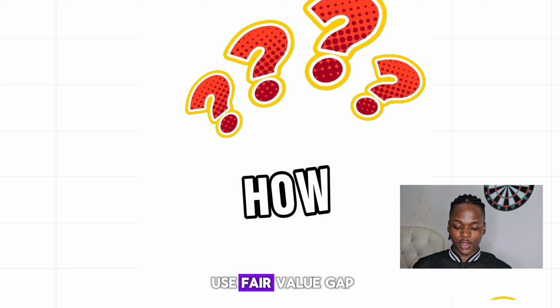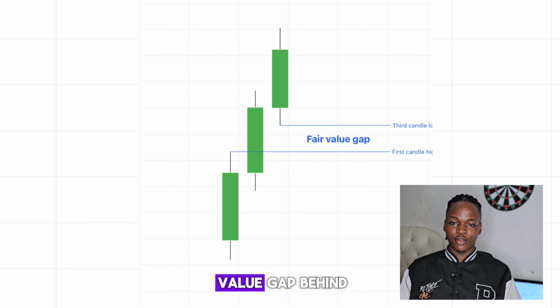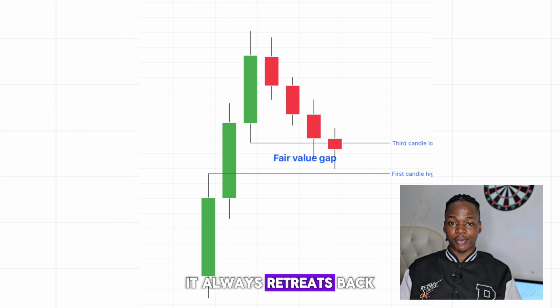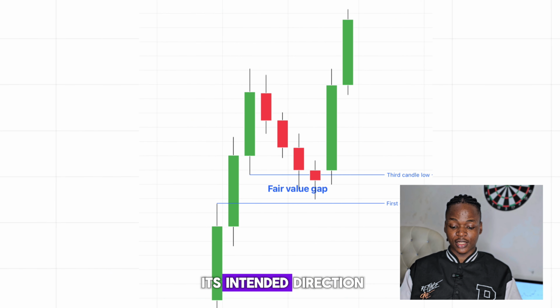Now, how do we use a fair value gap? Whenever price leaves a fair value gap behind, it always retraces back into this level of inefficiency in the market before it continues in its intended direction.